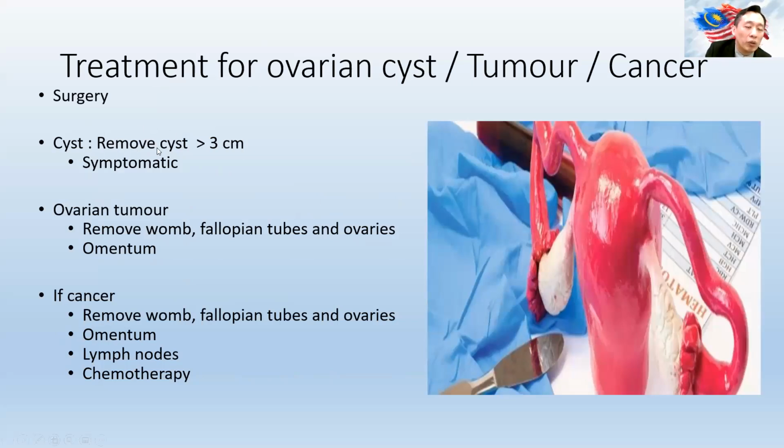Cyst: we only remove the cyst if it's more than 3 cm or if the patient is symptomatic. Less than 4 cm, normally we will not operate; 3 to 4 cm, normally we will not operate. Ovarian tumor: remove the womb, fallopian tubes, and ovary, sometimes omentum. If it's a cancer, or hysterectomy, also remove the womb, fallopian tube, ovary, omentum, lymph node. Sometimes patients require chemotherapy after that.